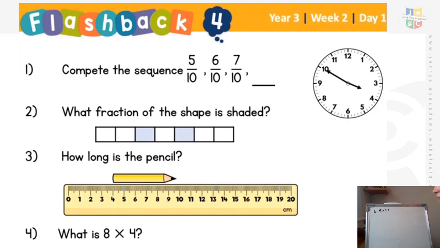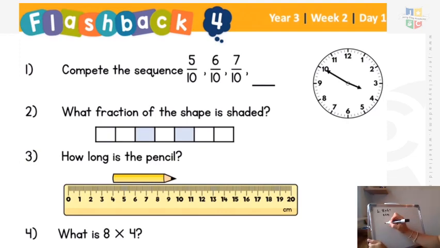Finally, we have got our question 4, which is what is 8 times 4? And I can see that I can either do 8 times 4 or I can do 4 times 8 to find the answer. So you can choose whichever one you're most comfortable with. I would probably go with my 4 times table because I know them better. However, if you know your 8s, you will get there much quicker.